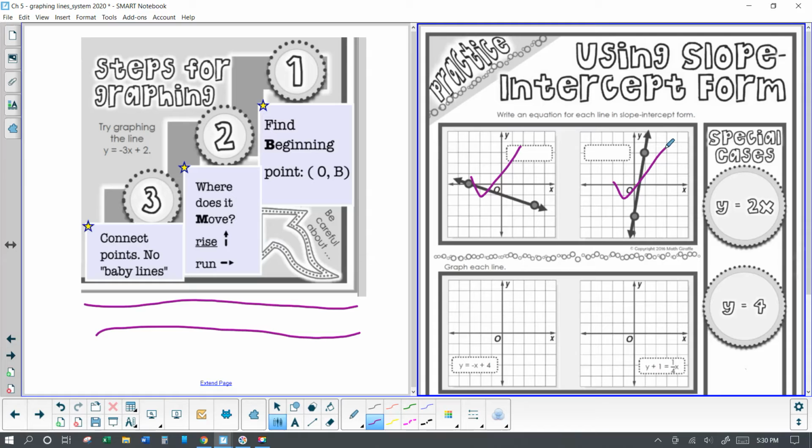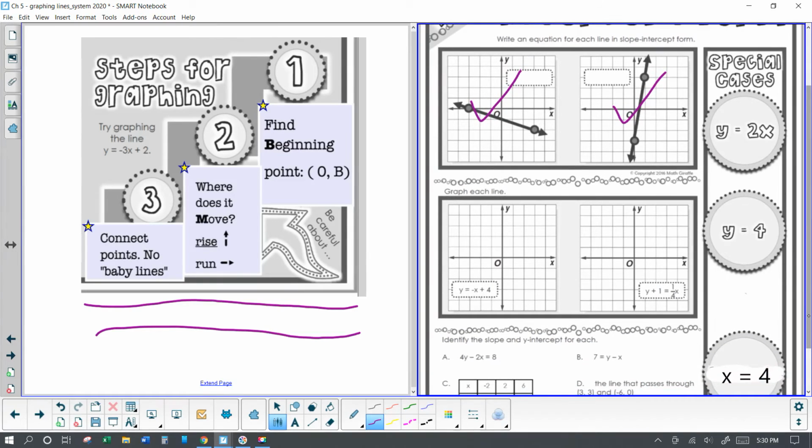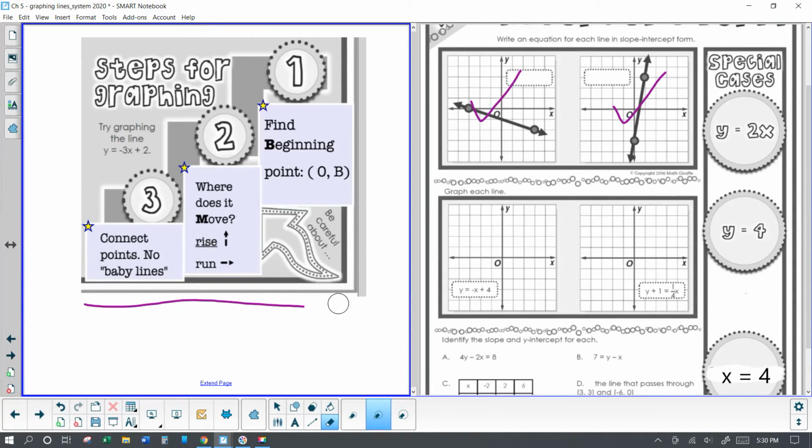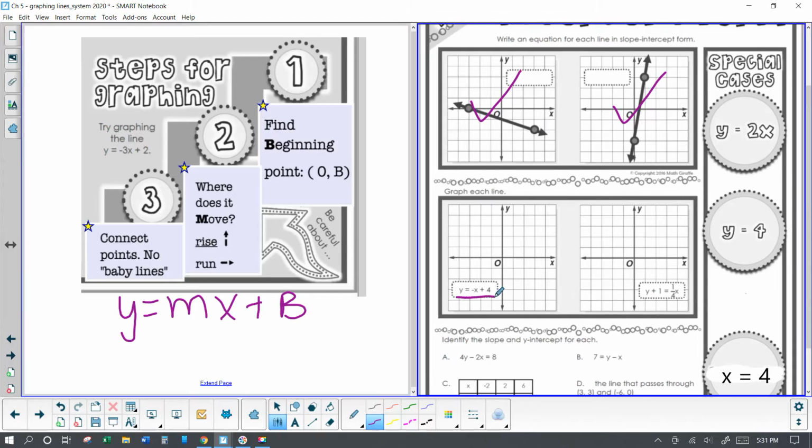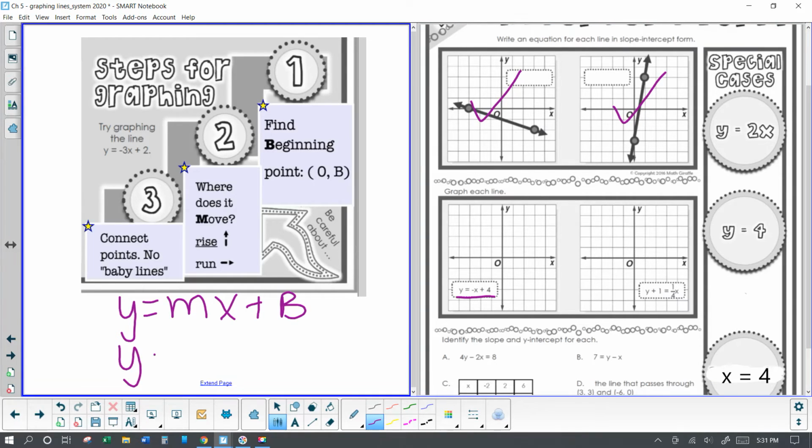Okay, so the first thing I need to do when I have an equation is make sure that my equation is in slope-intercept form. So I have to look at my equation and make sure that it looks like the equation y = mx + b. And so let's take a look at this equation right here. y = -x + 4. Okay, yes, that is in slope-intercept form. So we can go ahead and graph it.